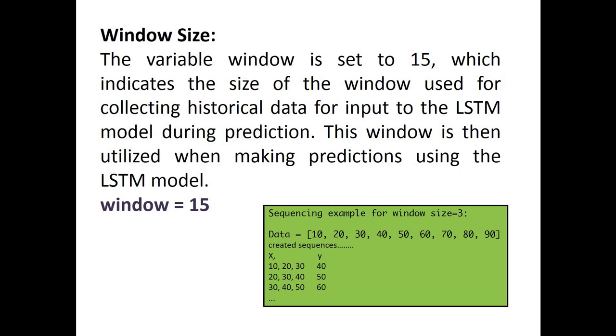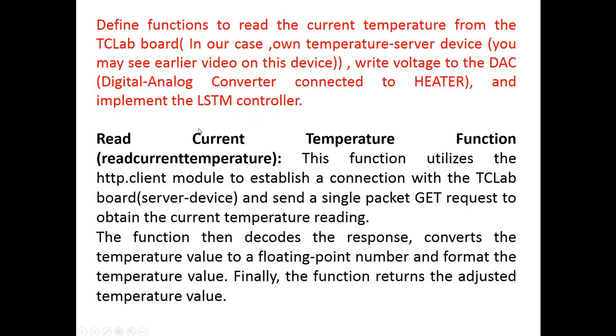Now there is a window size involved in any LSTM model. Window size can be explained like this: if you have a sequence of data coming in serially, one after another, time-stamped, you divide it into several rows and 2 columns. So rows like 10, 20, 30, then 40 will be the output; 20, 30, 40, 50 will be the output. So you make multiple sequences of window size 3 in this particular case. In our case, it is going to be window size 15.